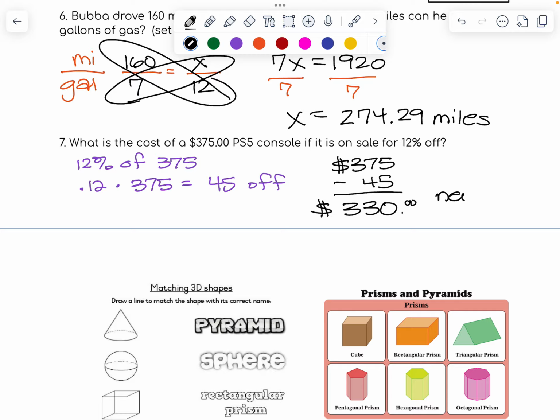$330 is the new sale price. How's that sound? All right, let's keep going.